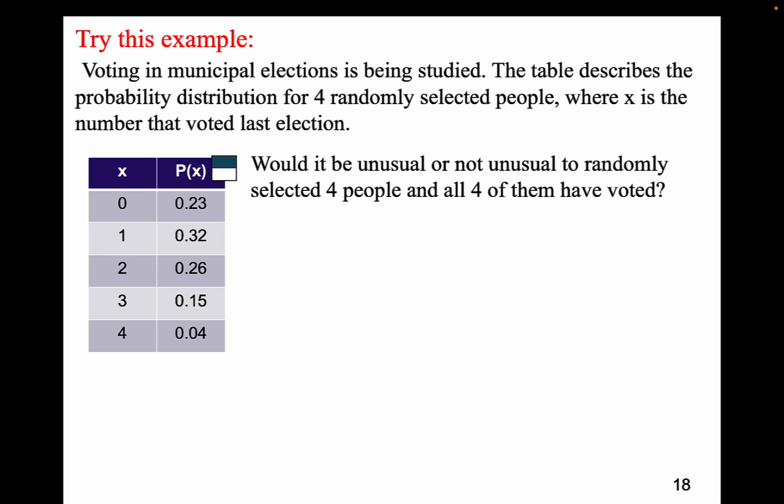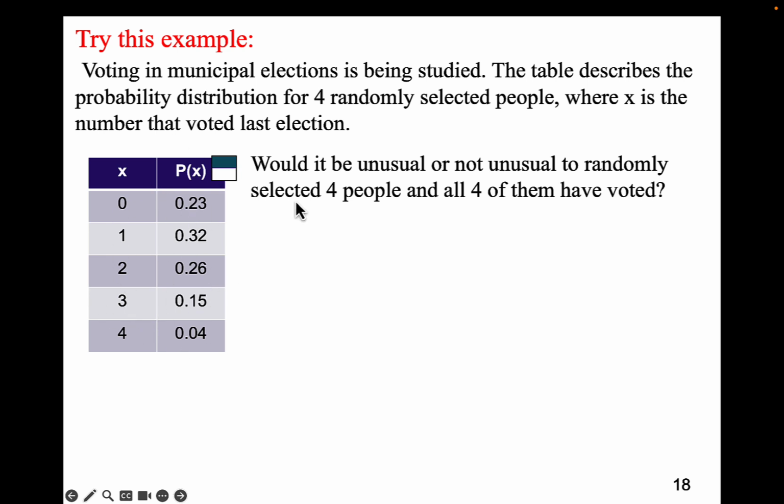Welcome back. Voting in a municipal election is being studied. The table describes the probability distribution for 4 randomly selected people, where X is the number that voted last election. Okay, so 4 randomly selected people, either 0, 1, 2, 3, or 4 of them voted. Corresponding probabilities are here. Looks like these add up to 1. Yep, this right here is a probability distribution.